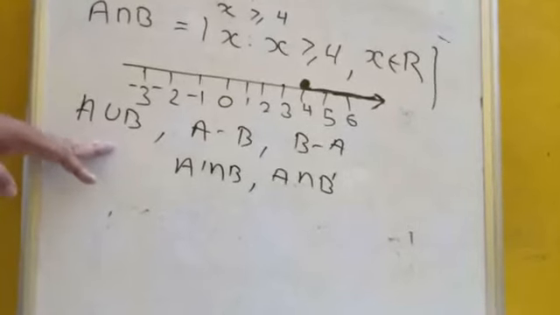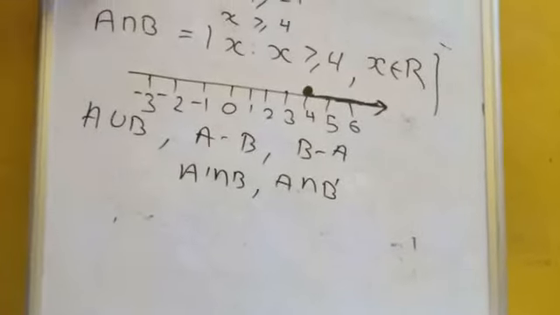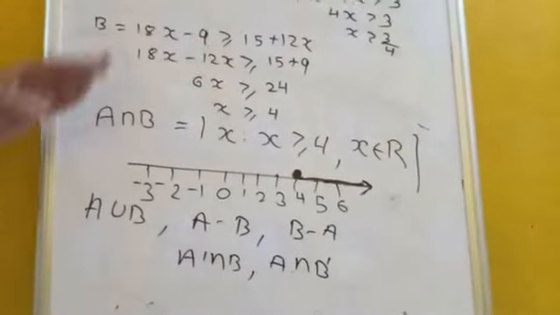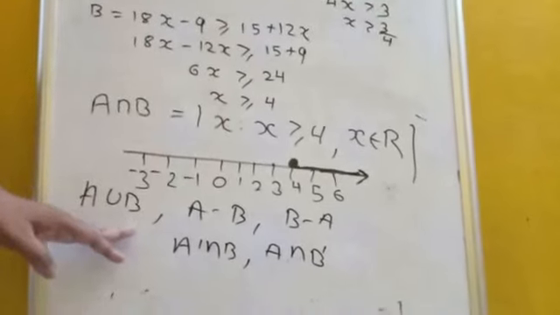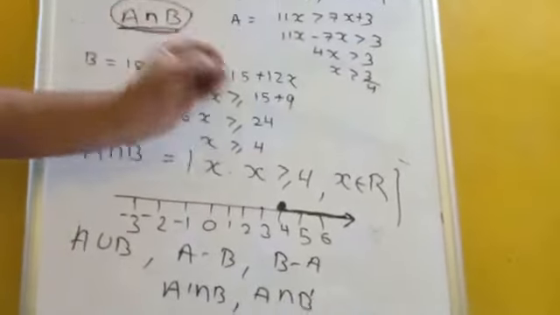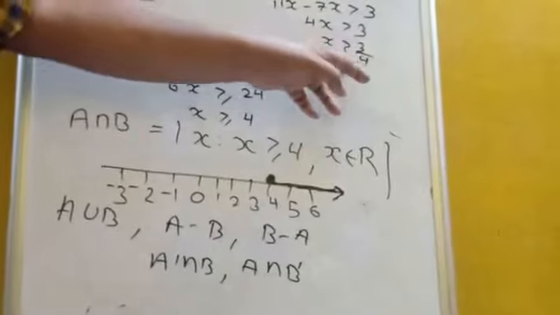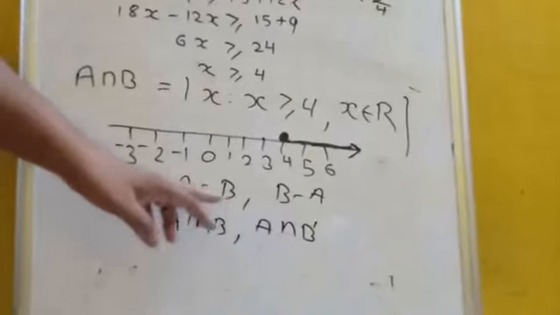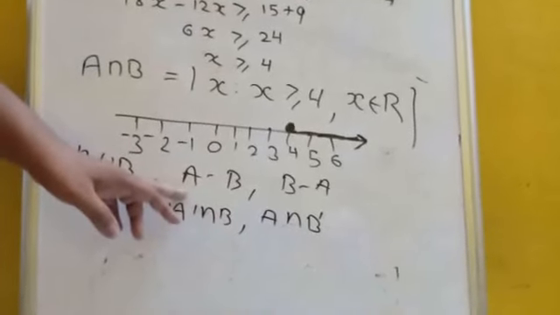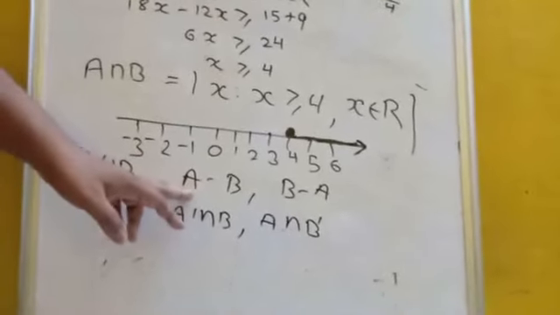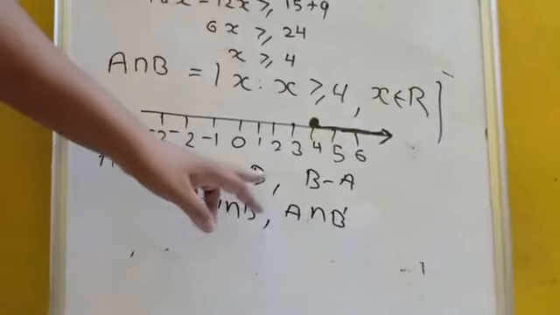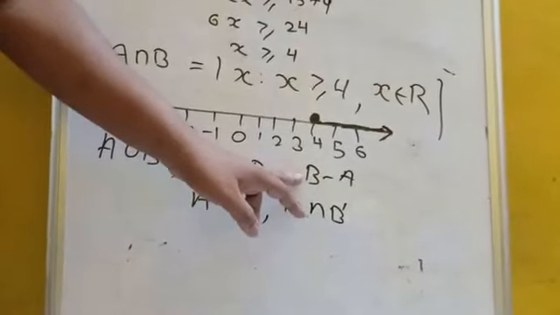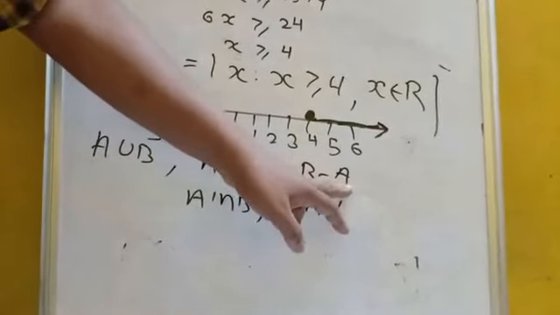A union B means all the values. You have to write all the values, whether or not they are present in the B set. That is not a matter. For A union B you write from where it originally started, after 3 by 4. A minus B means the numbers which are in set A but not in B. B minus A means it is in B, not in A.